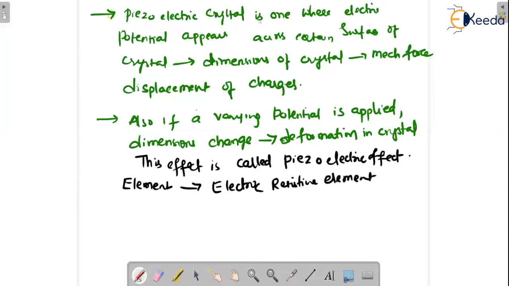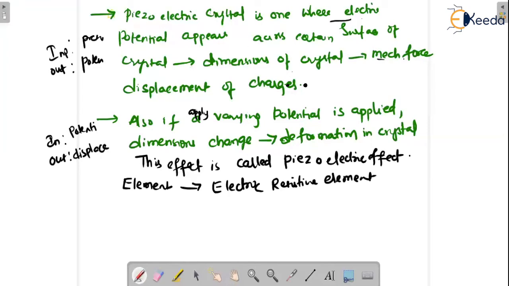Again, a piezoelectric crystal is one where electric potential appears across certain surfaces of the crystal. Dimensions of the crystal change due to the mechanical forces applied, and there is a displacement of the charges. Also, you are applying some pressure and you are getting some potential. This will be the input and this will be the output. In this case, input and output are changing. If you apply a potential, that is, the input is an electrical quantity, then the dimensions change, deformation takes place, and this effect is called the piezoelectric effect, and the output is deformation, that is displacement.